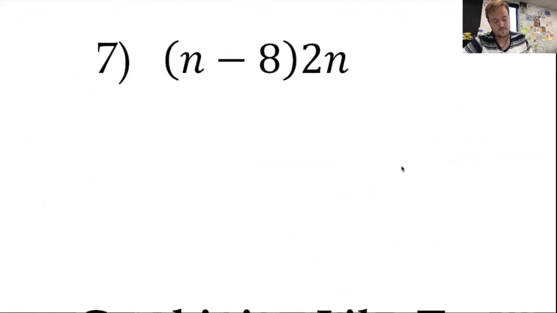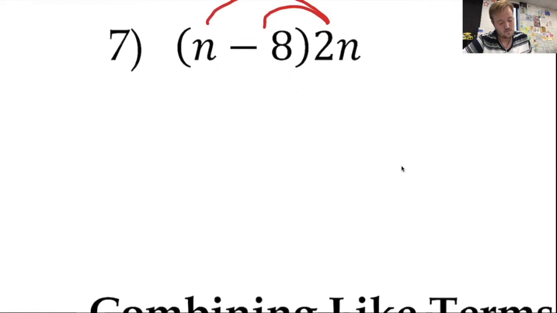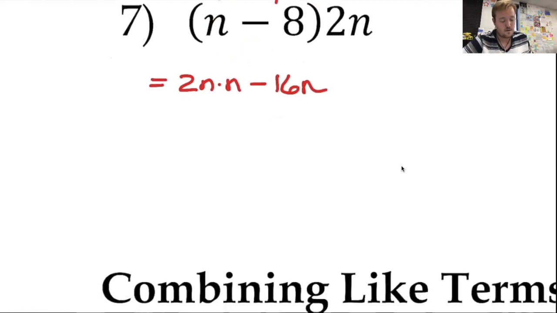All right, number 7. So 2n is on the outside, so this is what we're distributing. So 2n times n and 2n times -8. So I'm going to expand this one. So I'm going to have 2n times n, then minus 8 times 2 gives you that -16. Got to account for that negative. And I'm going to throw the n right on the end. So I have n times n, so I'm going to rewrite that as 2n squared minus 16n.